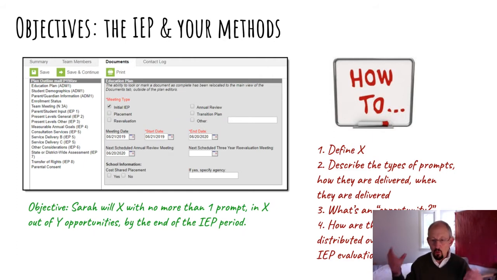Fourth, how are the Y opportunities distributed over the course of the IEP evaluation period? So if I say she will read 45 words per minute with no more than one prompt or redirection in 4 out of 5 opportunities, and let's say the IEP period is a year, well, what's the distribution of time over which those 5 opportunities will be sampled? And then in addition, what's the interval of time between opportunities? Those can have quite dramatic effects on the assessment per se and on the child's ability to showcase what's going on.